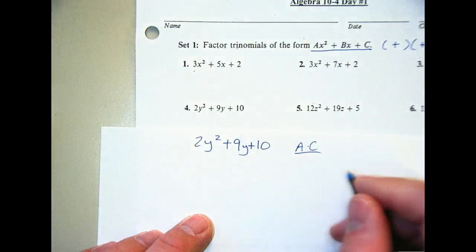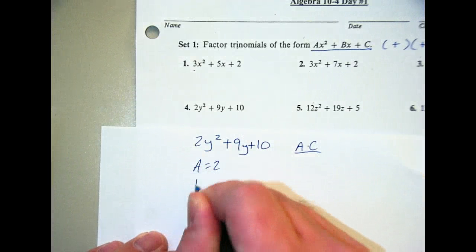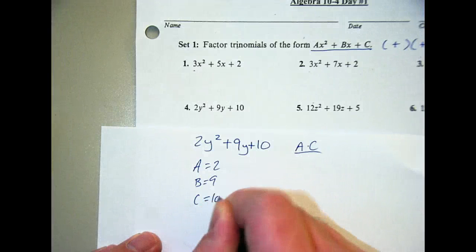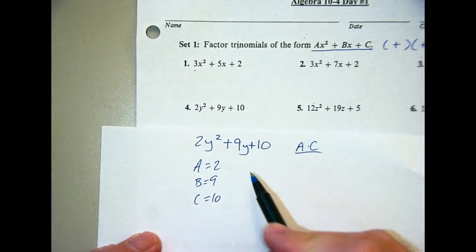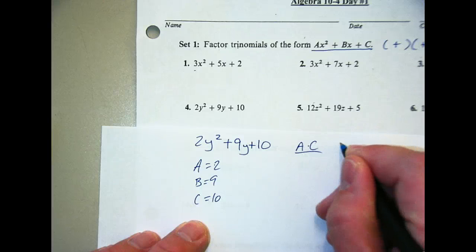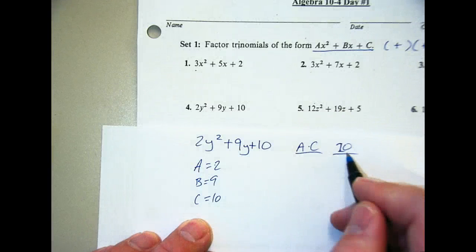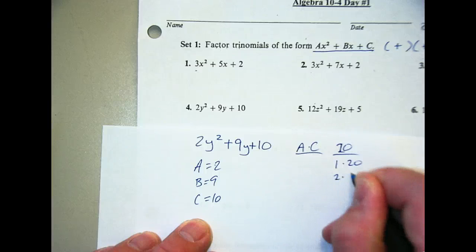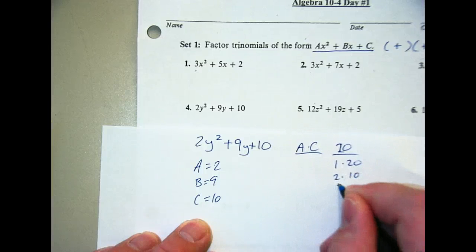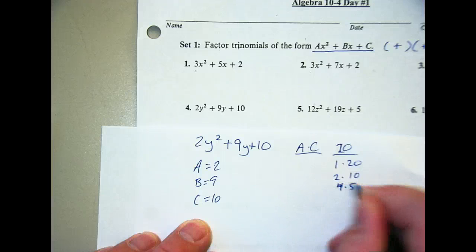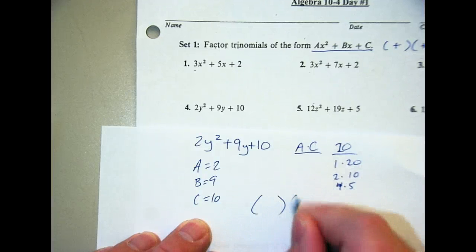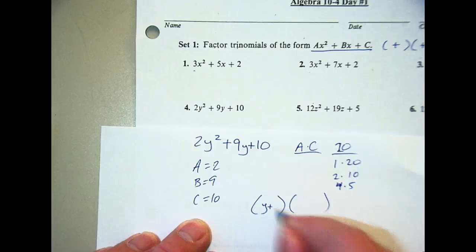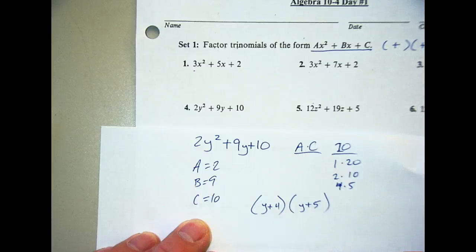If we're focusing in on A, B, and C, A is 2, B is 9, C is 10. It took me about 10 seconds to write that down. A times C gives me a positive 20. Two things to multiply to make positive 20 and add to 9. Well, 1 times 20, 2 times 10, 3 doesn't work, so 4 times 5. This one adds to 9. So from there, I know my sets are y plus and y plus. A lot of us put x's, but that's a minor thing in this one. We put our 4 and 5.